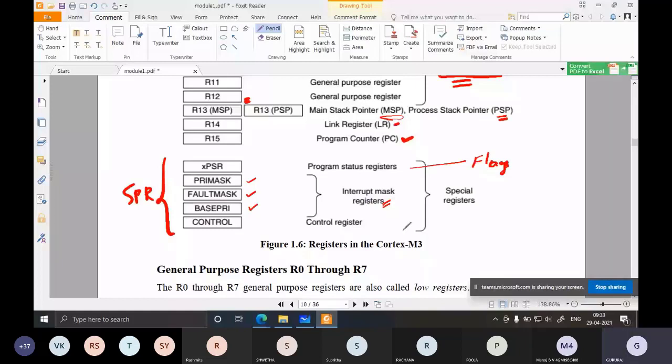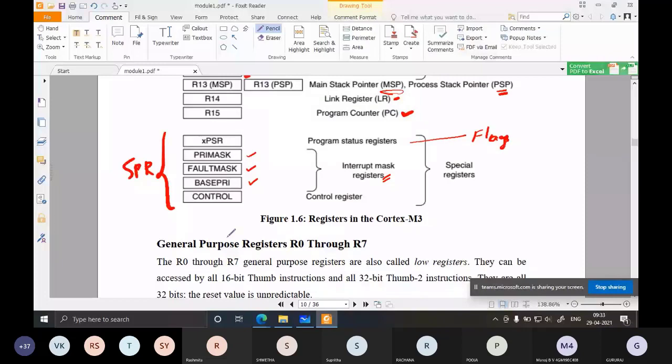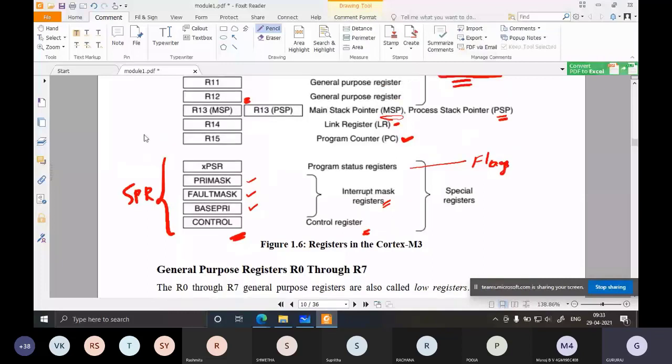So to do that, there are 3 dedicated interrupt masking registers: PRIMASK, FAULTMASK, and BASEPRI. And the last special purpose register is the control register. The control register will control some operations like selecting the stack pointer. So out of the 2 stack pointers, MSP and PSP, which one will be used? That depends on the control register. The control register will do that job. We shall see that.